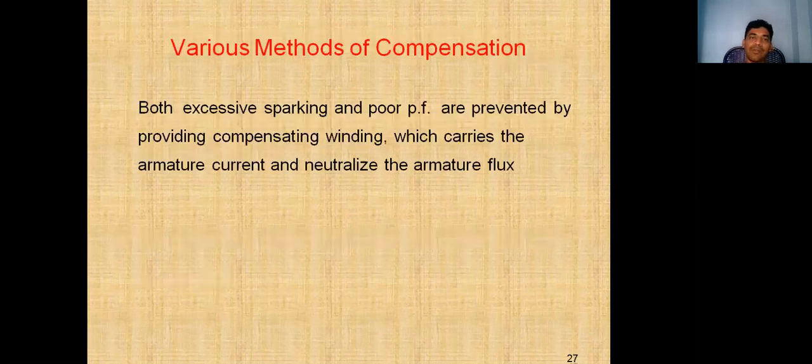Both excessive sparking and poor power factor are prevented by providing compensating winding, which carries the armature current and neutralizes the armature flux.